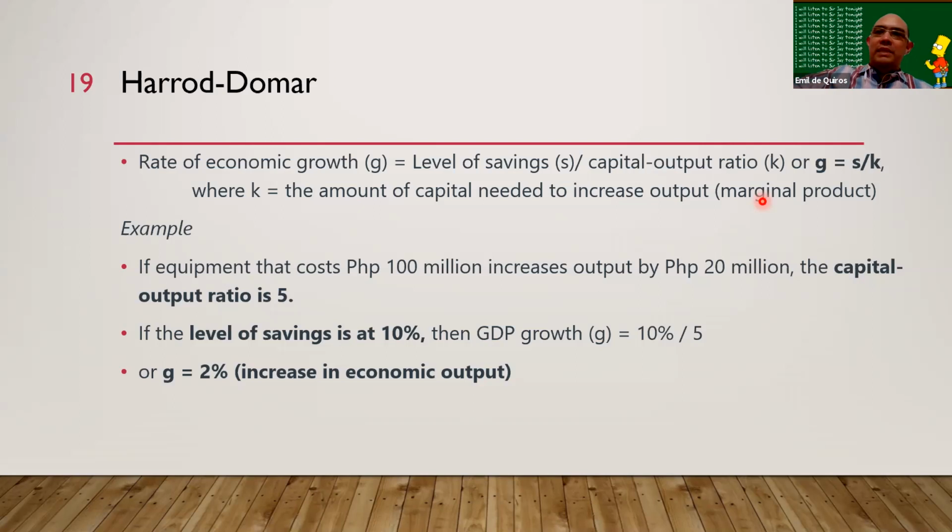And you just add all of those machineries up to come up with a country capital score or aggregate. It's the amount of equipment, added equipment, all around the Philippines, needed to increase the output, not to produce, to increase the output. So here's an example para mas madali. If let's say a machinery that costs 100 million pesos increases output by 20 million pesos, the capital output ratio is 5.